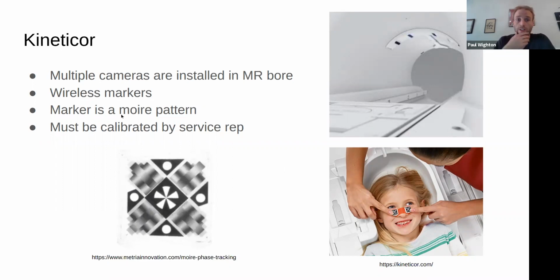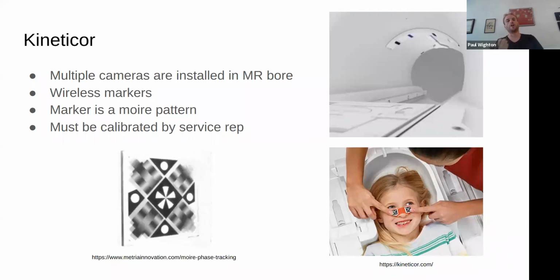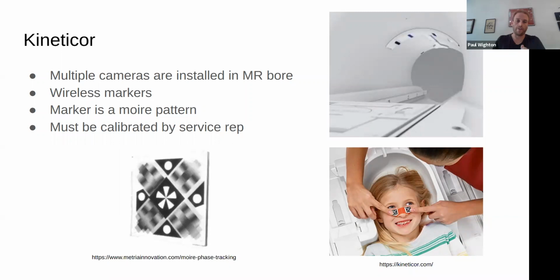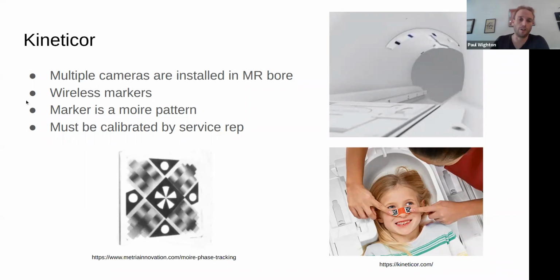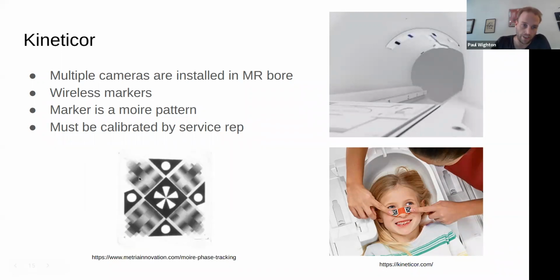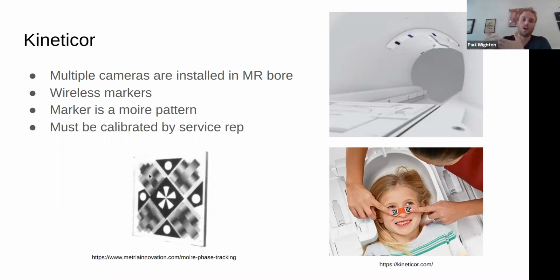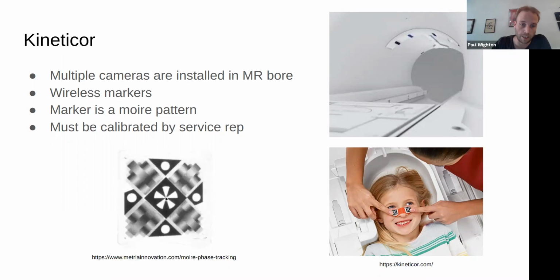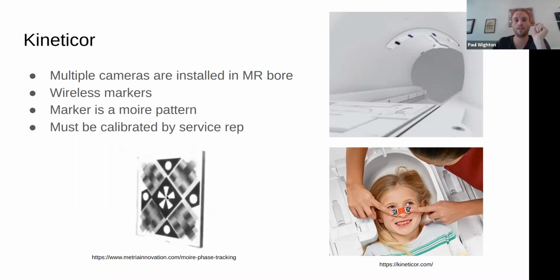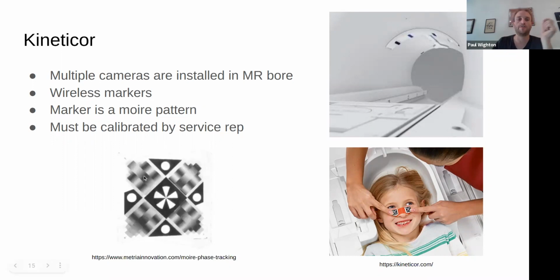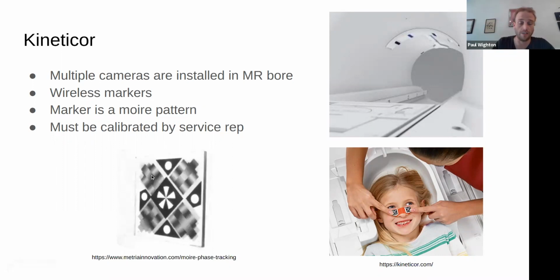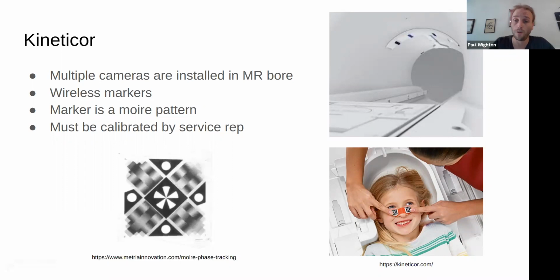The marker is what's known as this moire pattern, which is essentially a hologram, and the orientation of it can be inferred by these holographic interference patterns that are made. So the location is inferred by the centroid here, and orientation is inferred by some sort of computation over this interference pattern, which is a cool trick.